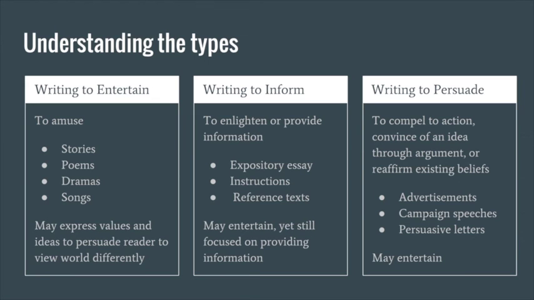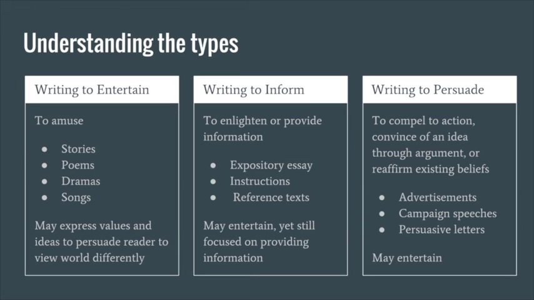Alright, so understanding the different types of writing, there's 3 different styles and reasons for writing. The first being writing to entertain. The primary purpose of these would be to amuse readers. These can be happy text or tragedy, but no matter what, the hope is that they will amuse the reader. Examples of these could be a story, a poem, a drama, and a song. These can be informative, and they could really try to express values and ideas that may persuade readers to view the world differently, but no matter what, the purpose is still to entertain the reader.